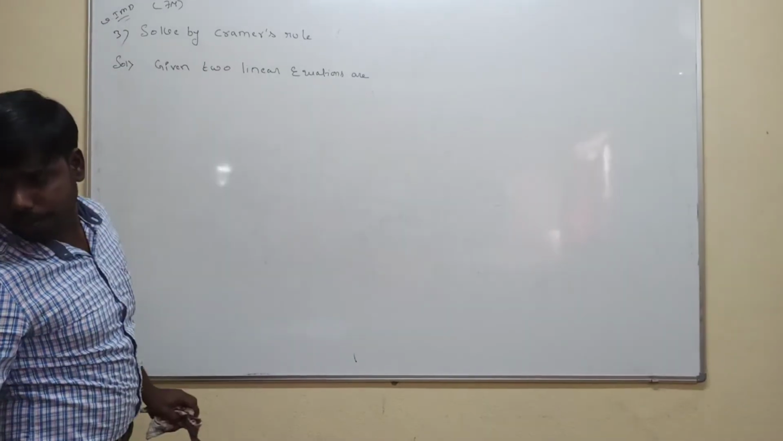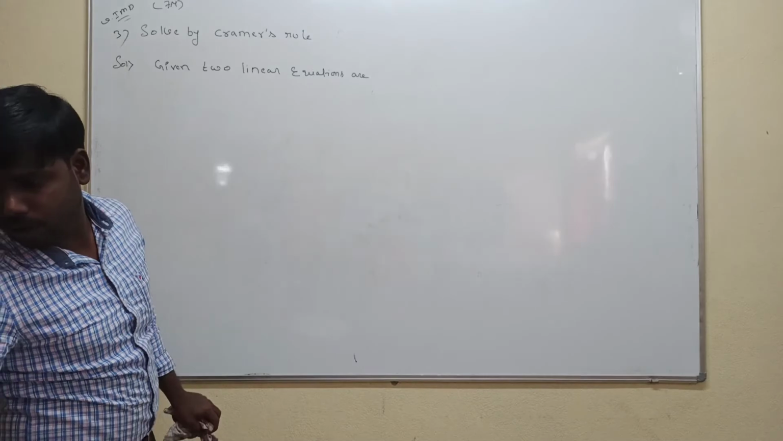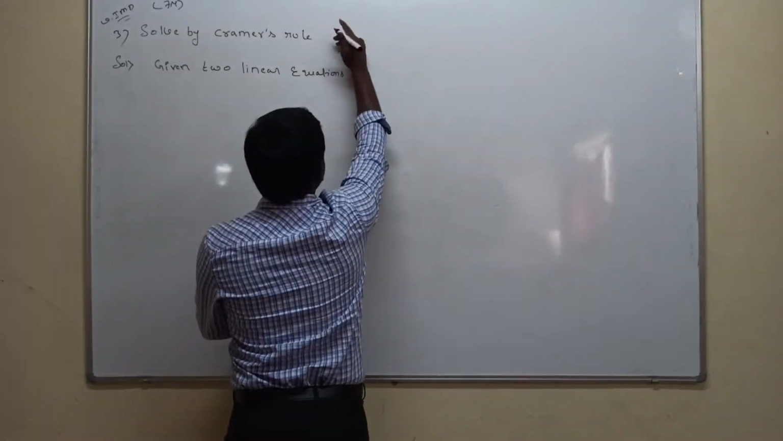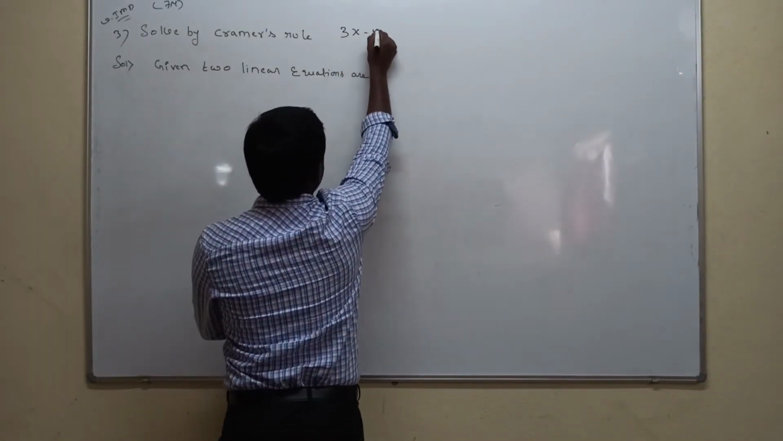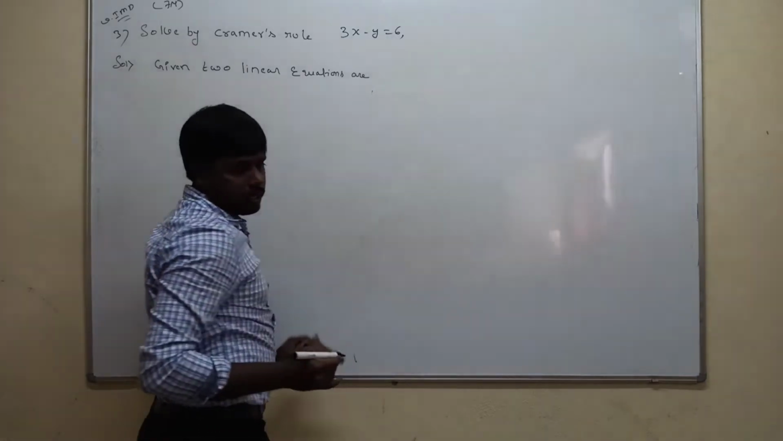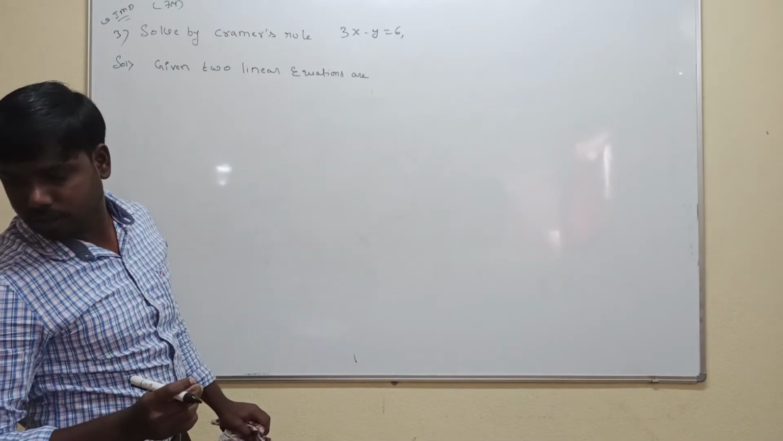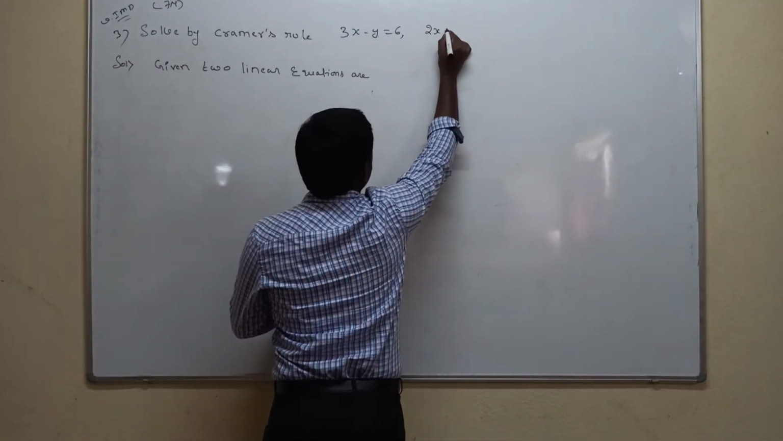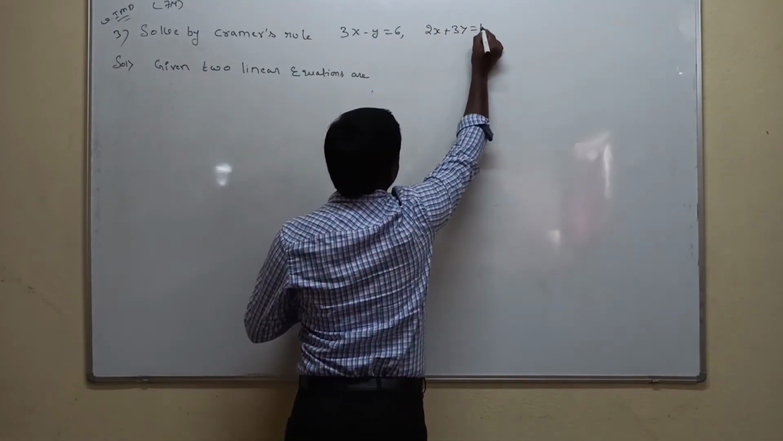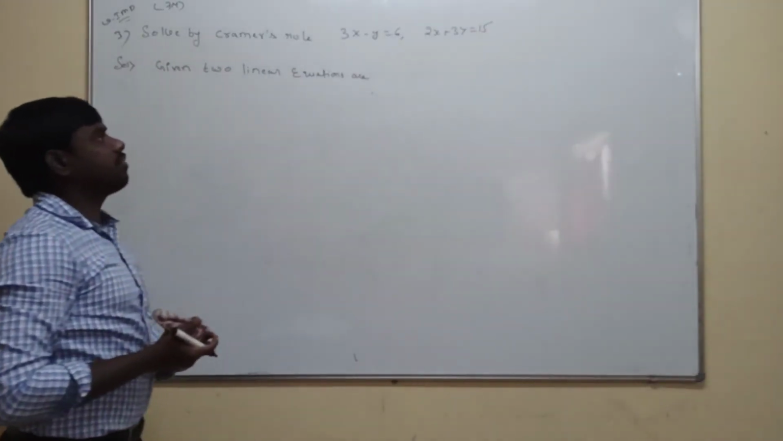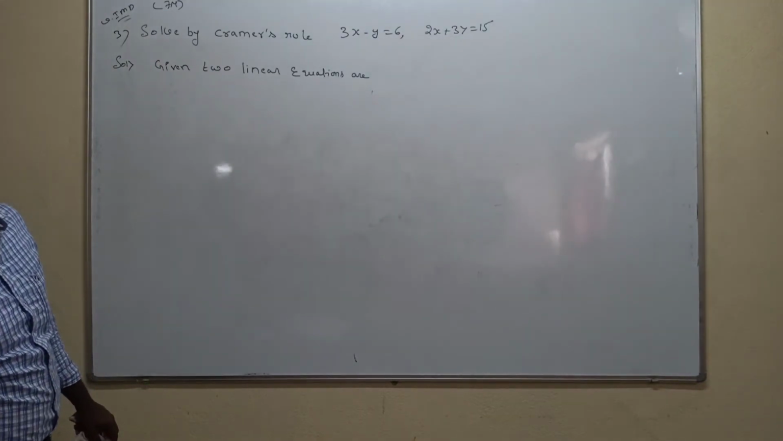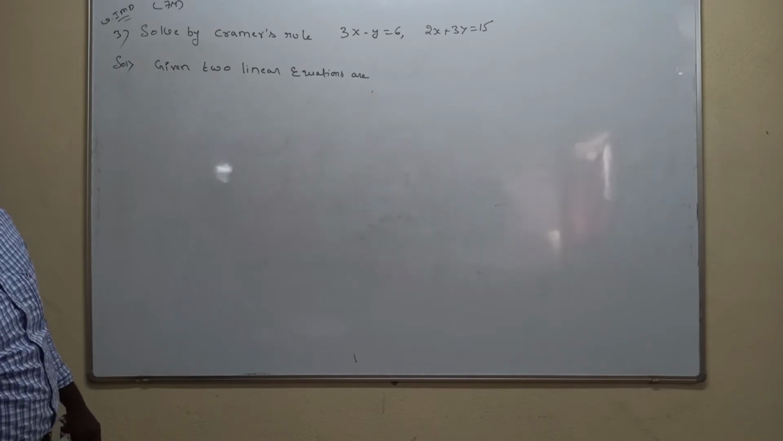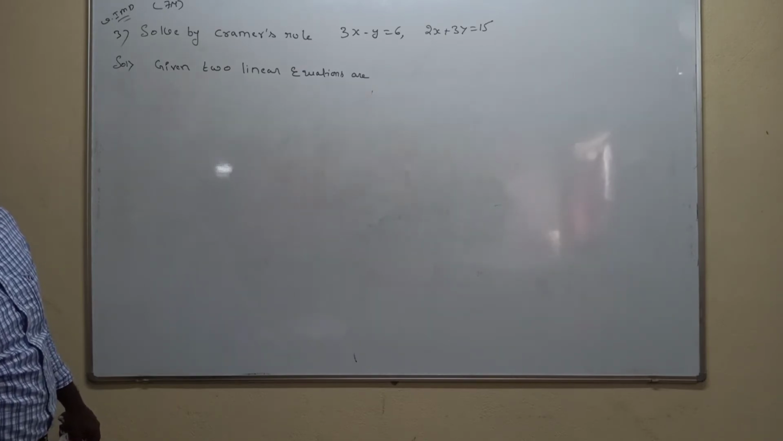Solve by Cramer's rule. By using Cramer's rule, the linear equations are 3x minus y is equal to 6, and the second one is 2x plus 3y is equal to 15. First equation is 3x minus y is equal to 6. Second equation is 2x plus 3y is equal to 15.